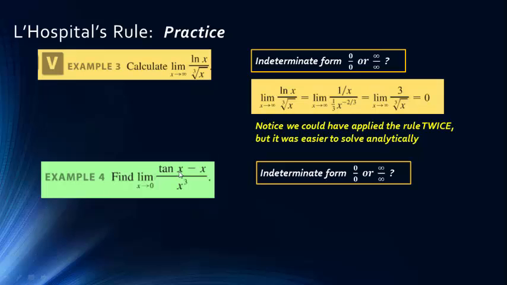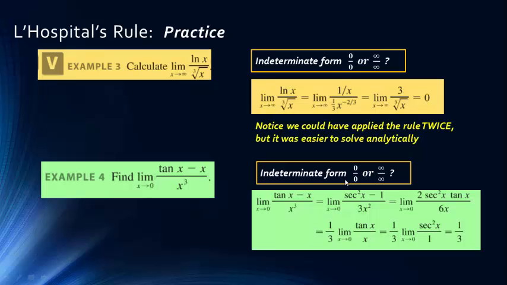All right, let's see what's happening in example 4. Remember, the tangent of 0 is 0, minus 0. So we have 0 in the numerator. 0 cubed is also 0. So we have 0 over 0, an indeterminate form. So when we take the derivative, again we're applying L'Hopital's rule.